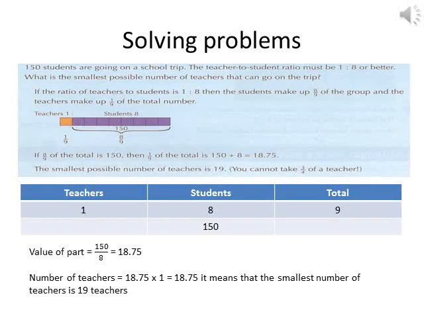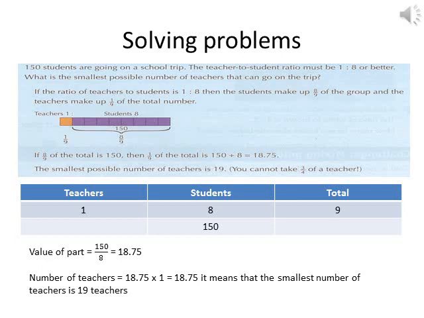Let's go to our new lesson, solving problems with ratio. And take my word, solving problems with ratio is going to be the same as ratio and share, but with a little tiny difference between them. Here, for example, let's have this example. 150 students are going on a school trip. The teacher to student ratio must be 1 to 8 or better. What is the smallest possible number of teachers that can go on the trip?